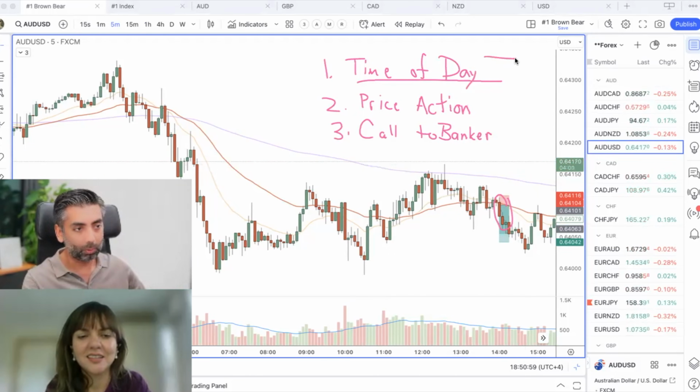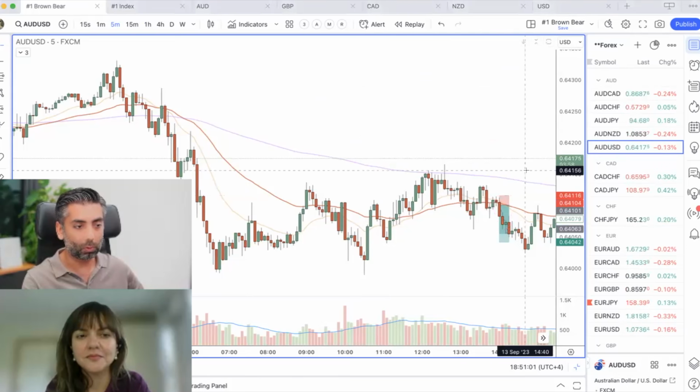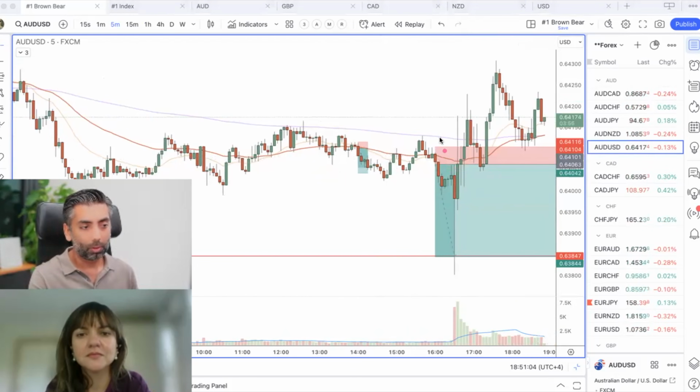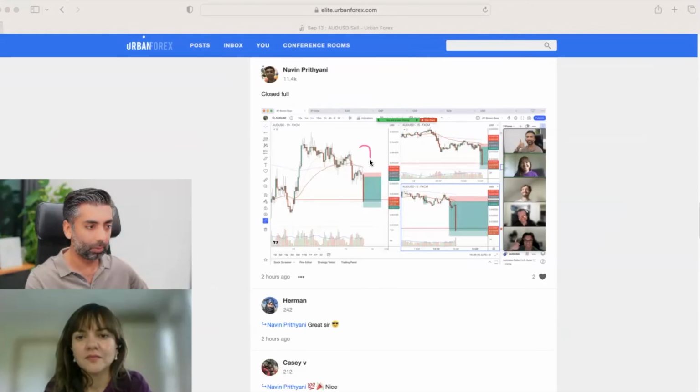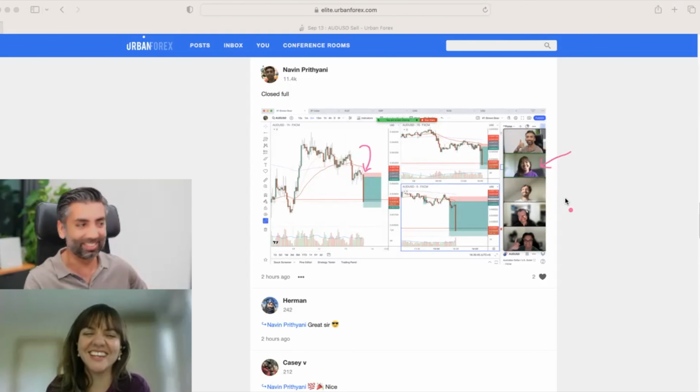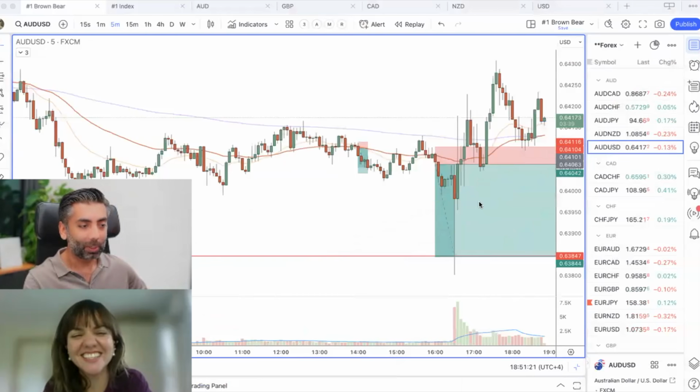Now, if we use these same three things and move over to the later trade, notice the time of day when we were trading this trade from here to here. This is the one that we did in the community with everybody. And that's you right there, smiling. So we were trading this one.